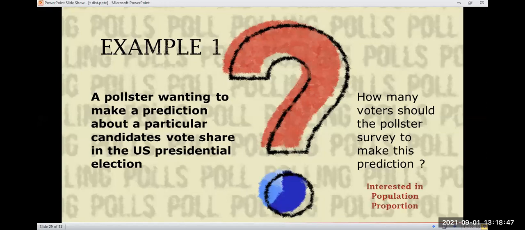So here we are interested in the population proportion. We have already seen the difference between population mean and population proportion. In this scenario, we are interested in the proportion of voters, to make a right prediction about the vote share. We are interested here in the population proportion. So what should be the size of my sample?